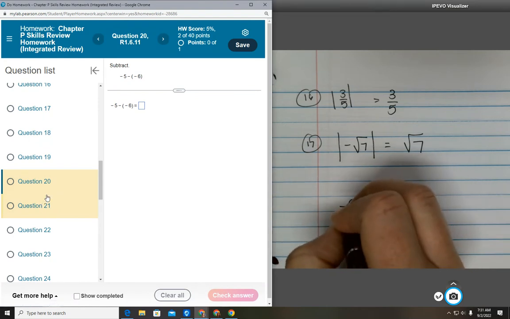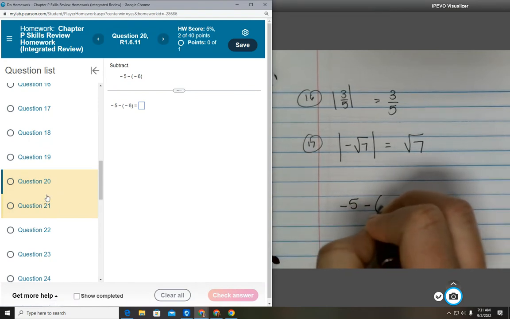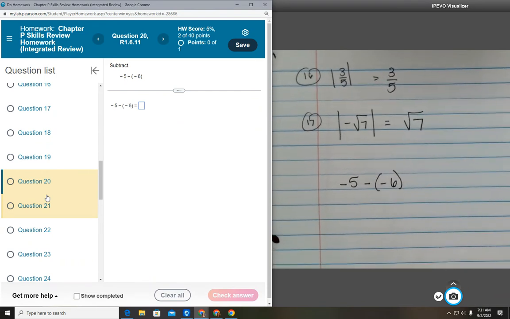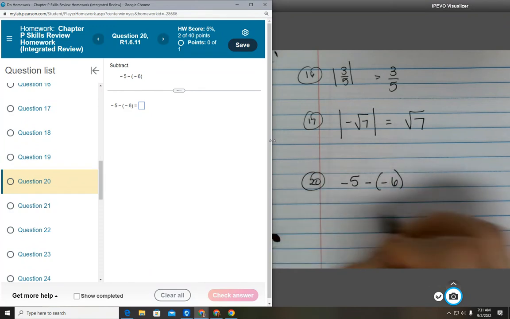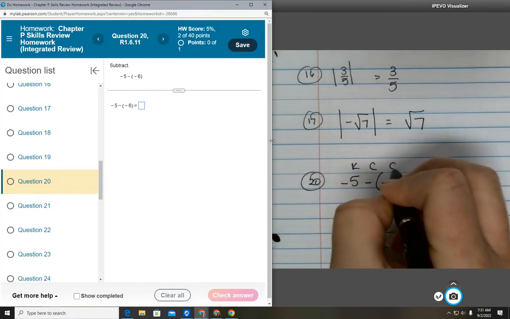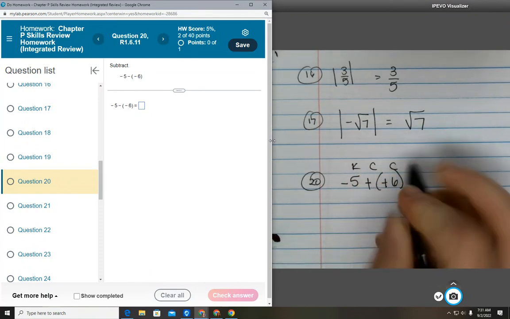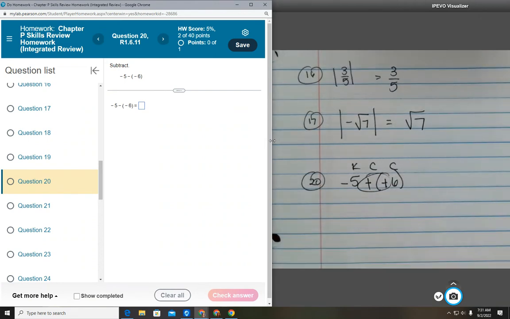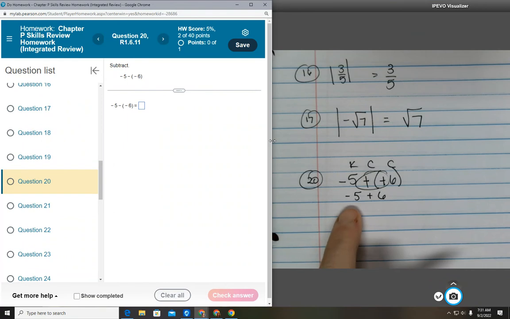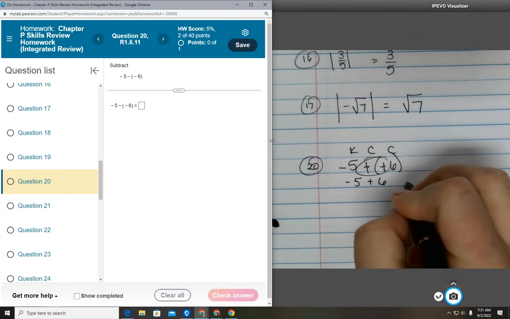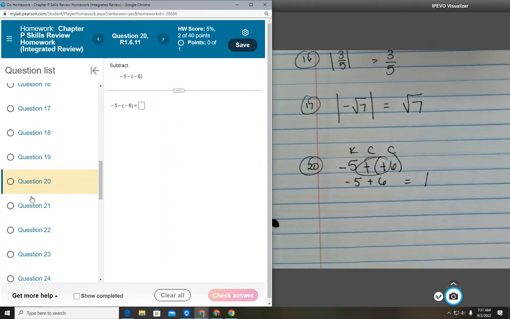Anytime you have a double negative, this is just the same as in English class. You can't say "I don't never do that." That doesn't work. So anytime you have a double negative, you keep, change, change. Anytime there's a minus and a negative, they both become positive. Negative 5 plus 6: these are different signs, so I'm going to subtract them and keep the sign of the larger. So it's going to be a positive 1.